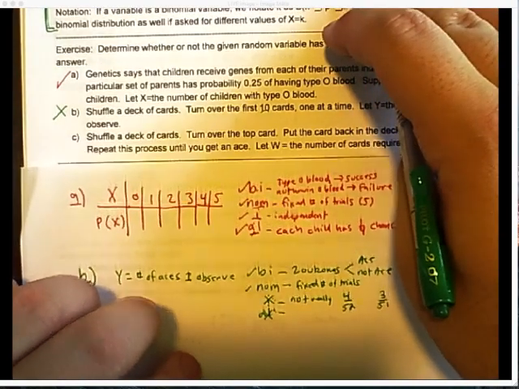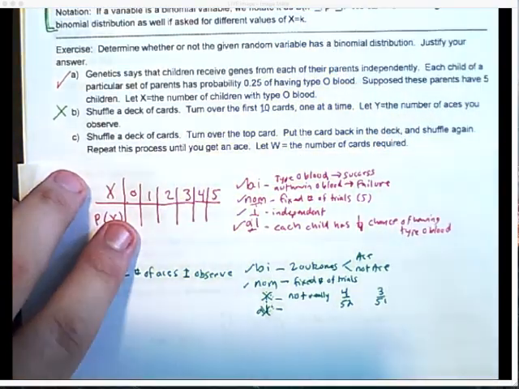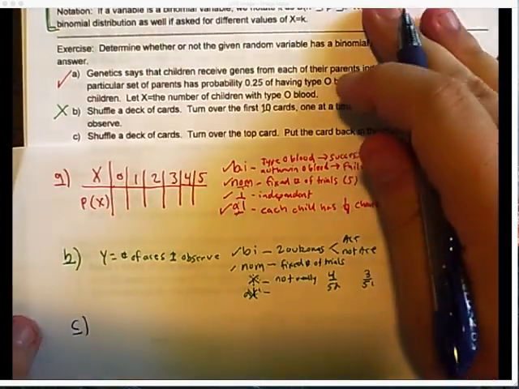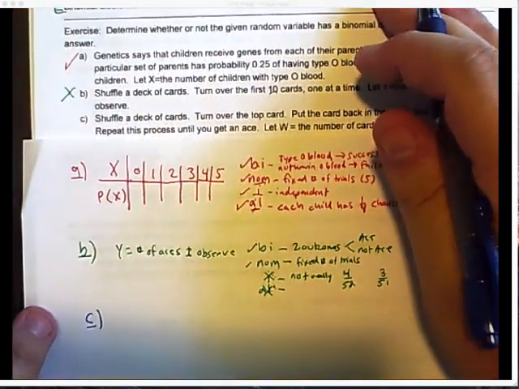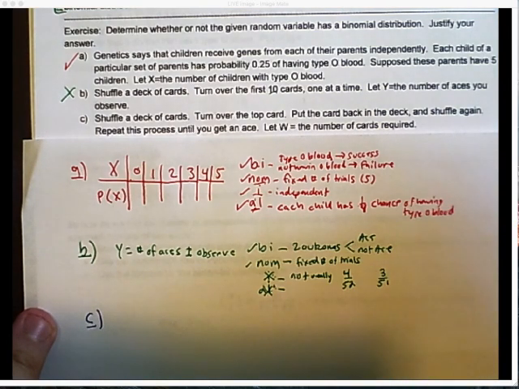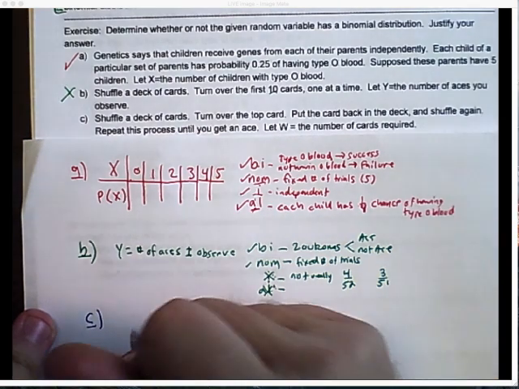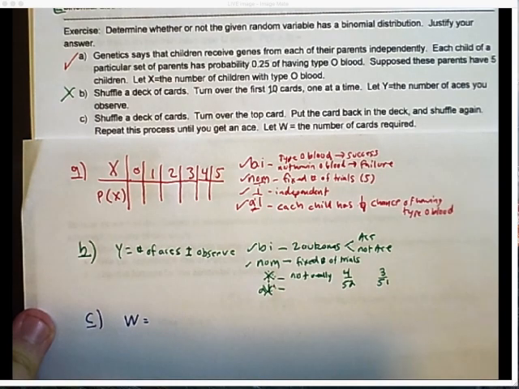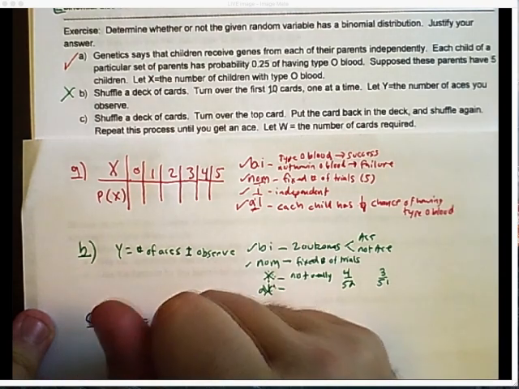Okay, let's look at part C. It says shuffle a deck of cards. Turn over the top card. Put the card back in the deck and shuffle again. Repeat this process until you get an ace. Here, let W equal the number of cards required.